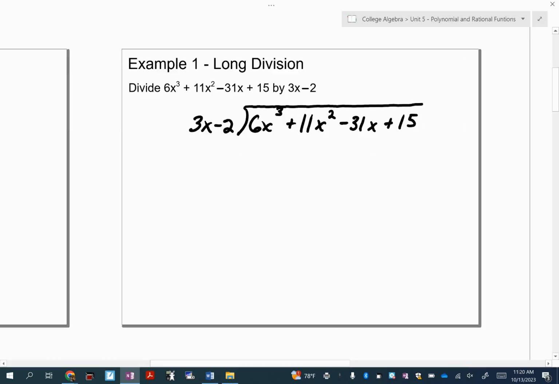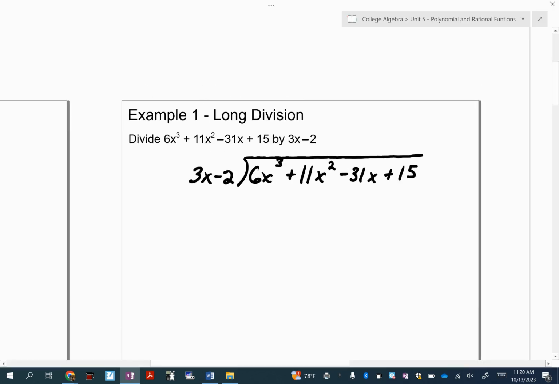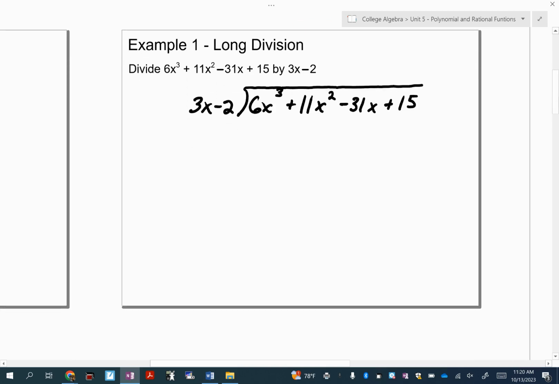Okay, so how you're going to do this is you're going to ask yourself the question that you did when you were in 5th grade, where if you had to do like 5 divided by 2, you were saying how many times does 2 go into 5? So that's what I'm trying to figure out. I'm trying to figure out how many times does 3x minus 2 go into this cubic polynomial with 4 terms.